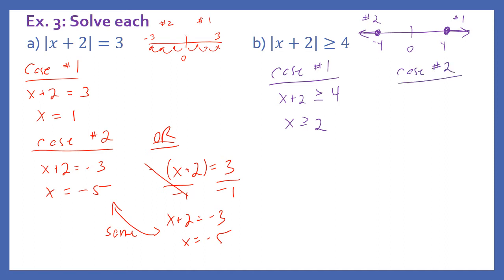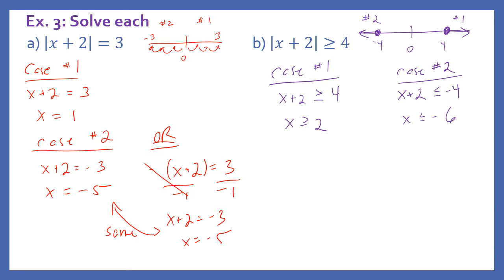X plus 2. Now, since we're going to the left, that's case number 2. If you look at your number line, that's going to the left, more than negative 4, negative 5, negative 6. That would be less than or equal to negative 4. Bring that 2 over, still becomes negative 2. Negative 4 minus 2 is negative 6.